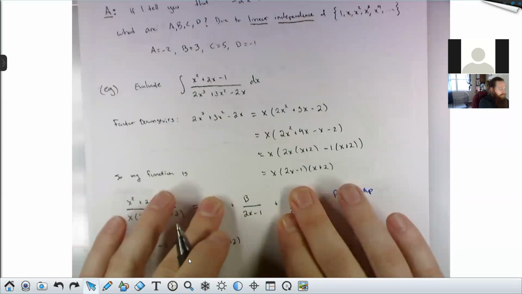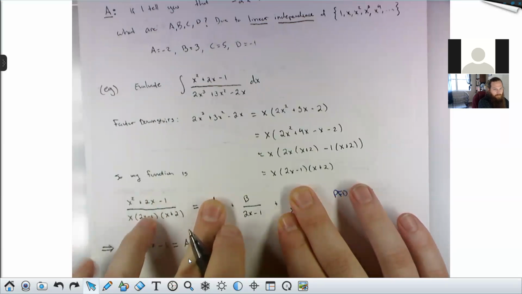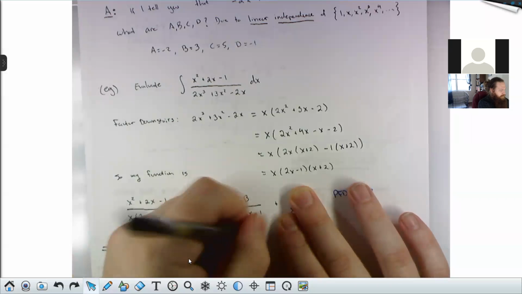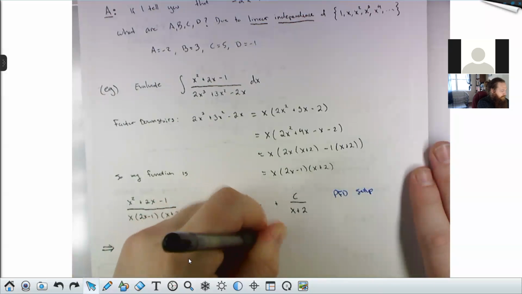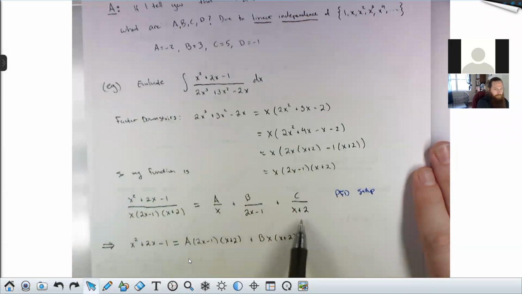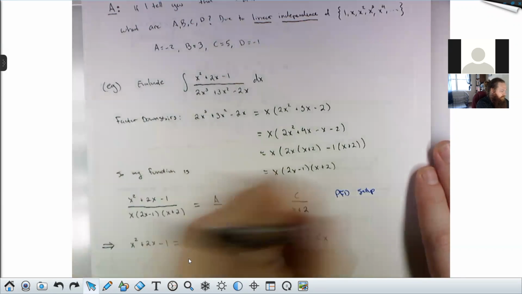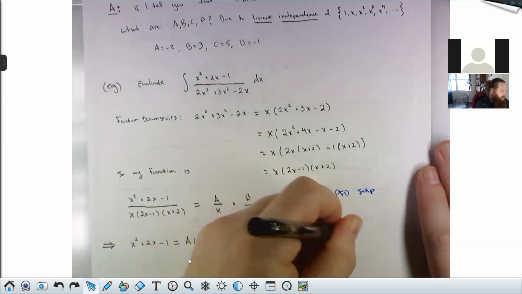If I multiply just this term by this whole denominator, the 2x minus 1's will cancel, and I'll be left with x times x plus 2. So this is going to be bx times x plus 2. And if I multiply just this term by that whole denominator, the x plus 2's will cancel, and I'll be left with cx times 2x minus 1.